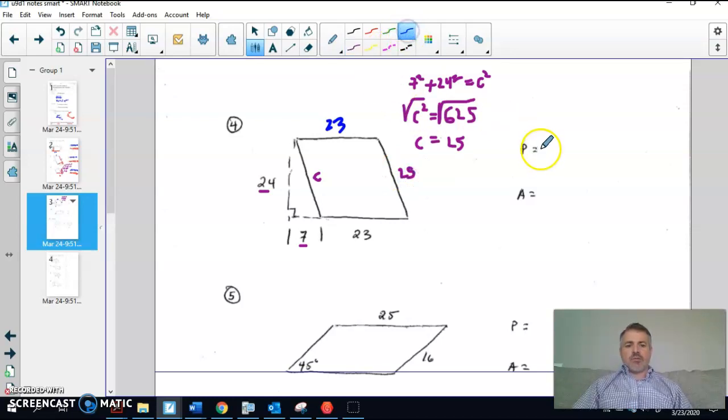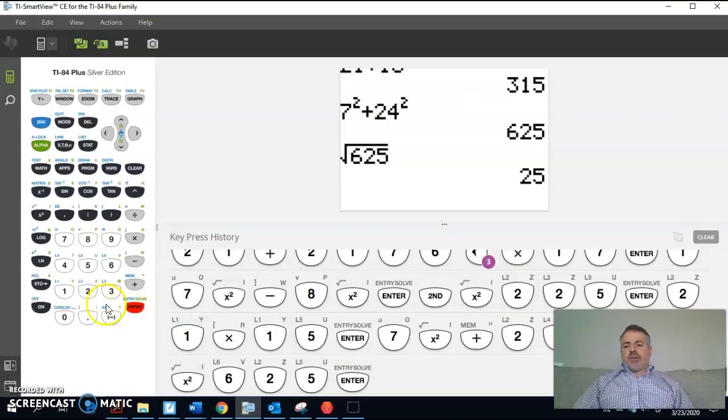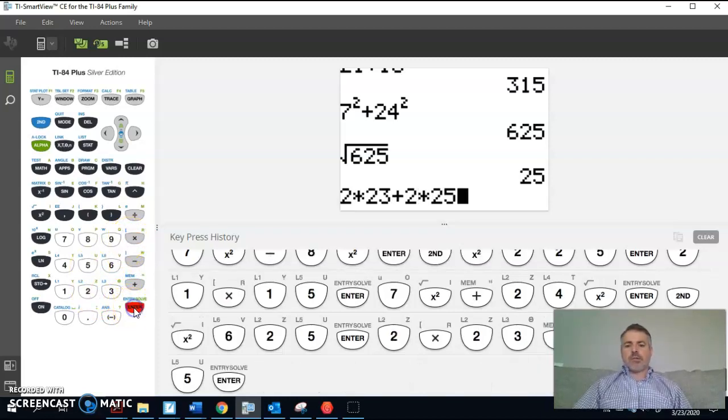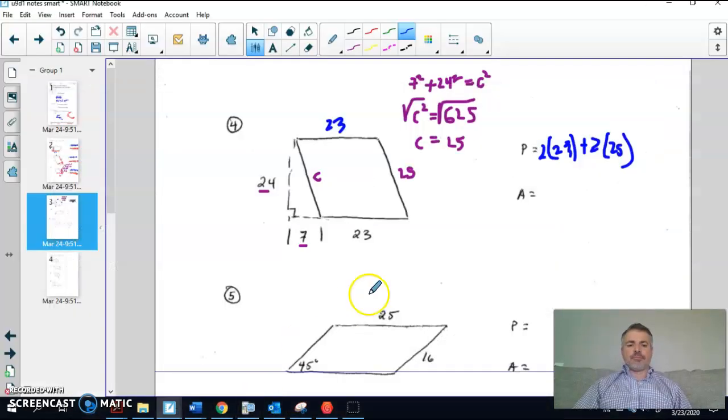So let's do that. Perimeter would be 2 sides of 23 plus 2 sides of 25. So 2 times 23 plus 2 times 25. 96 is the perimeter. That's equal to 96.